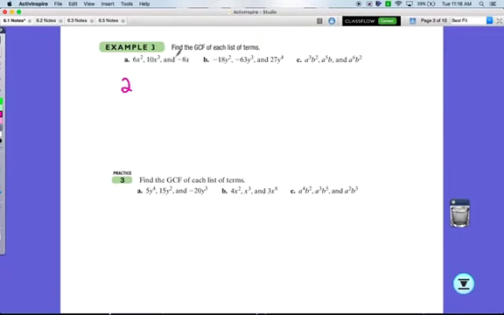All right, and as far as variables are concerned, got x squared, x to the third, and x to the first. So I take the smaller. So 2x is my GCF there.